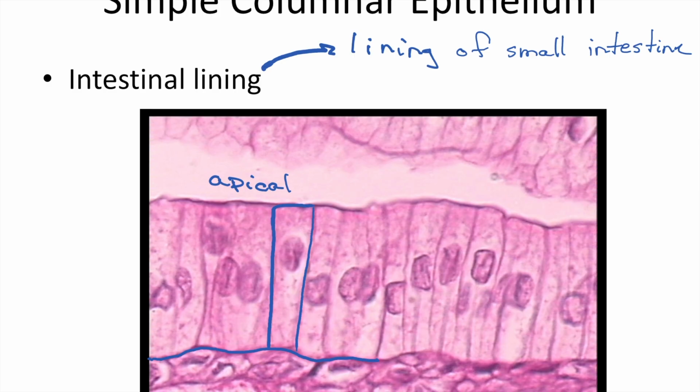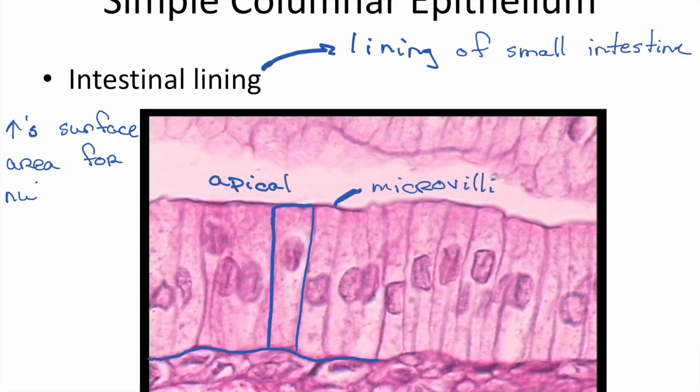These cells, you can see the border actually looks kind of fuzzy. There are microvilli all over the surface of this cell, which increases the surface area for nutrient diffusion and transport.